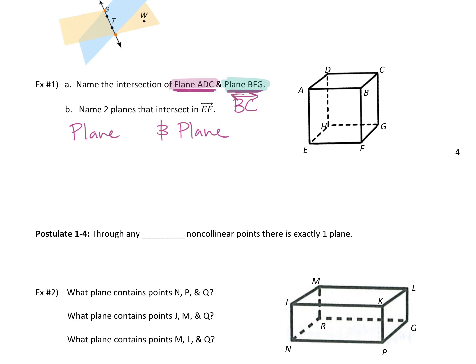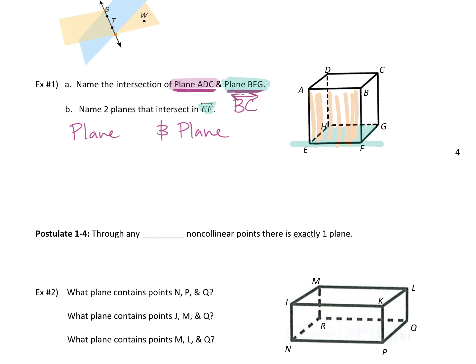ABE and EFG, is that what you said? Yes. So if you look, EF is here. So you're looking for what two planes meet up right there. Well, that's going to be the bottom one, right? And it's going to be the front one. So you can just name your bottom and front planes.